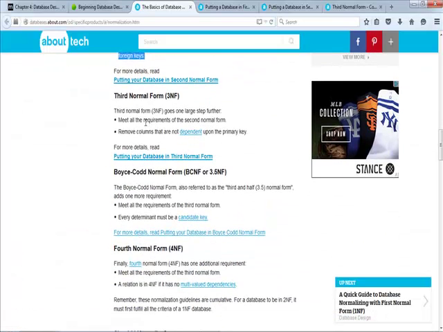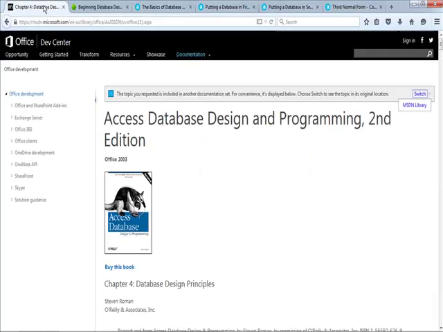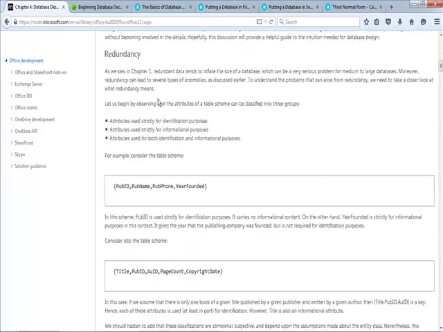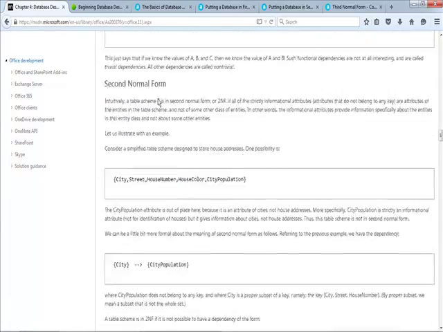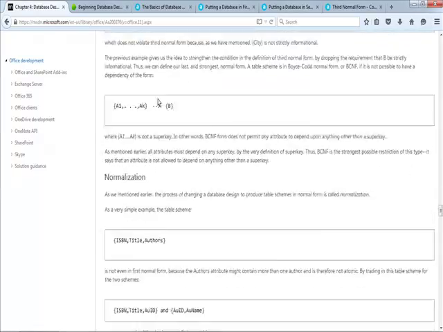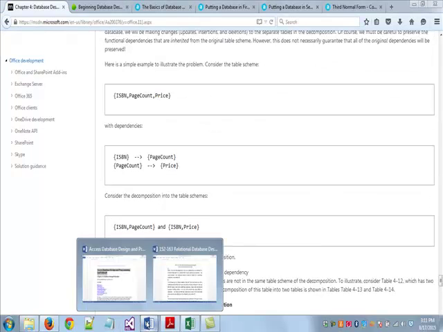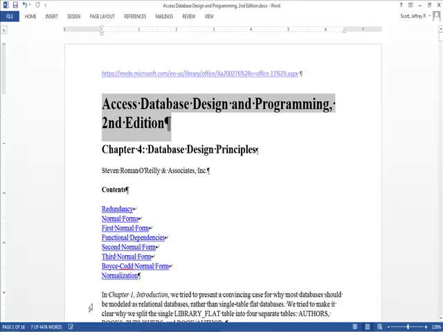And then finally, when you talk third normal form, you remove any column that's not dependent upon a primary key. Now, I don't expect that to make a whole boatload of sense to you. I would recommend that you take a look at that. I've also found this online under the Microsoft Developer Network, Access Database Design and Programming 2nd edition. And it's a little longer thing, and it also explains first normal form, second normal form, etc. And I also put that one into a Word document. It's about 16 pages long.